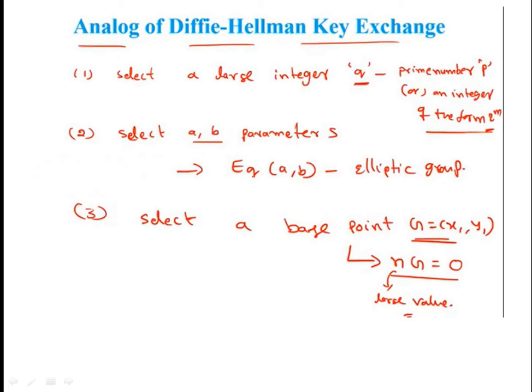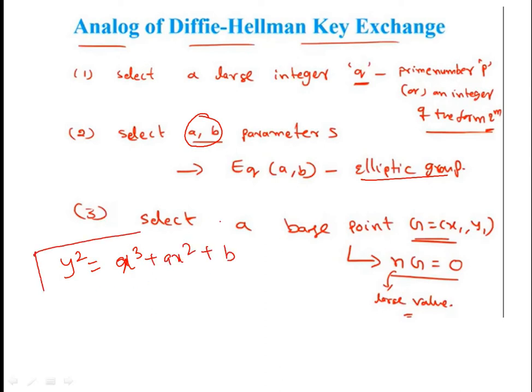So this is an elliptical group E_q(a, b), where q may be a prime number or an integer of the form 2 to the power m, and a and b are the two parameters. By using that we can form what we call an elliptical group. What is the formula to draw the elliptical curve by using a and b? We have the cubic equation, which we can also call the Weierstrass equation: y square equals x cube plus ax plus b.